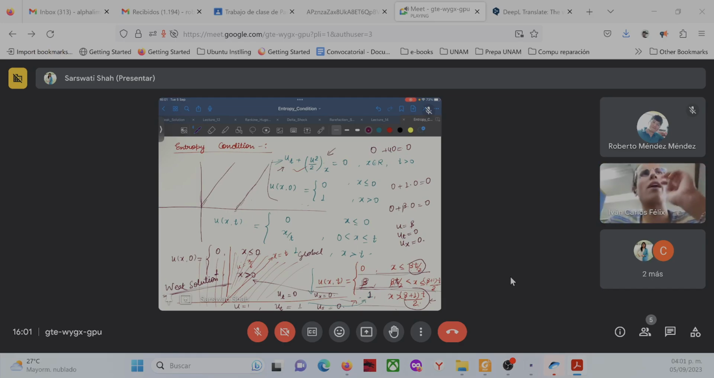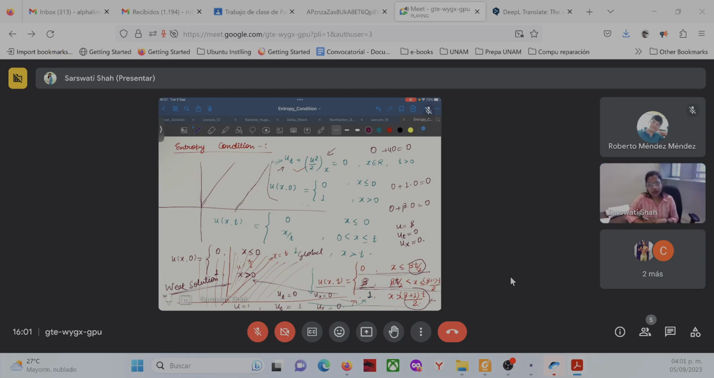I don't think this is piecewise continuity. Piecewise continuous means in this interval it is continuous, in the second interval it is continuous, in the third interval continuous, but in their union I cannot talk about the continuity.